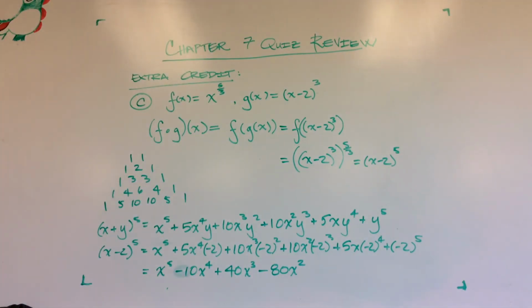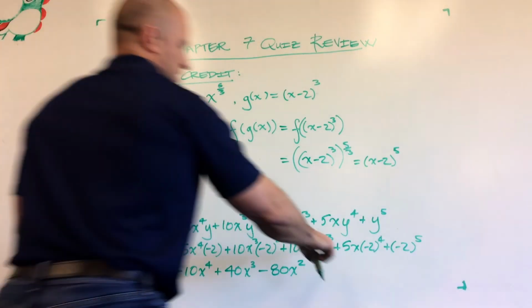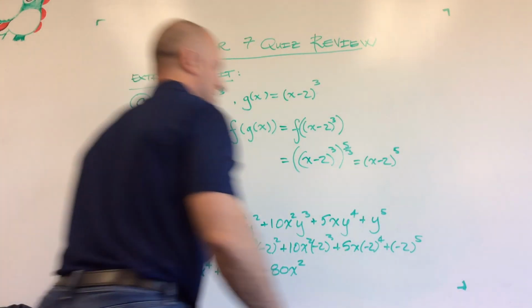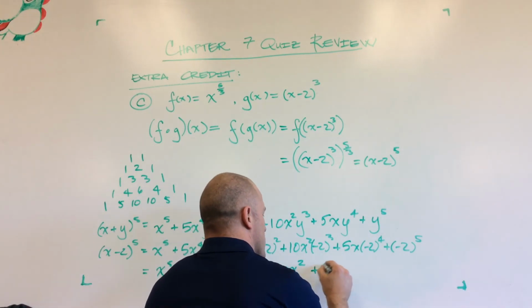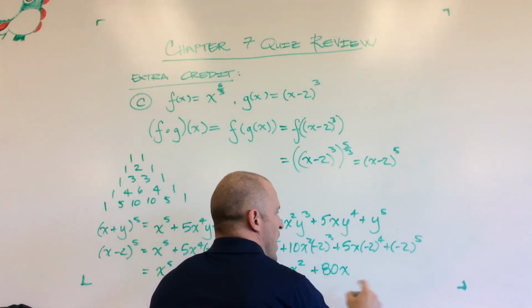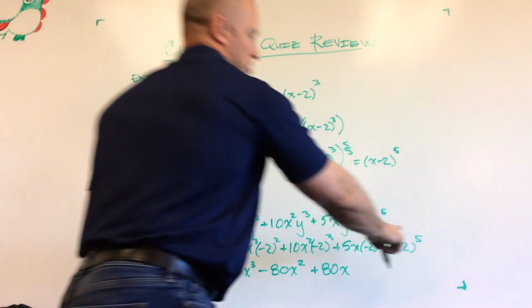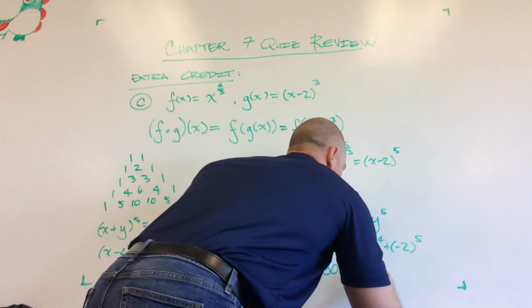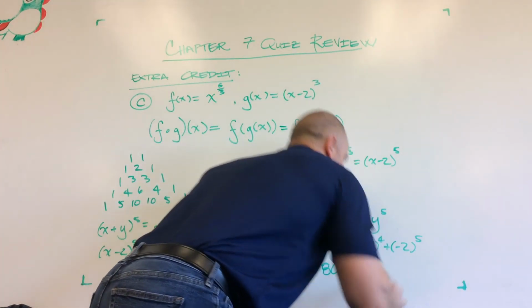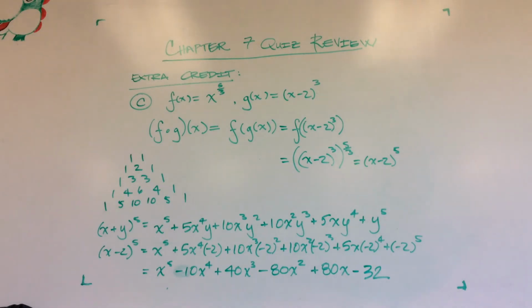Here, -2 to the 4th is going to be +16, right? All those negatives are going to be canceled since we're raising to an even power. And so 5x times 16 is going to give us +80x. And lastly, we have -2 to the 5th power. That one is just going to be -32. Again, we're to an odd power, so the negatives will remain: -32. And that would be our final answer for extra credit problem C.